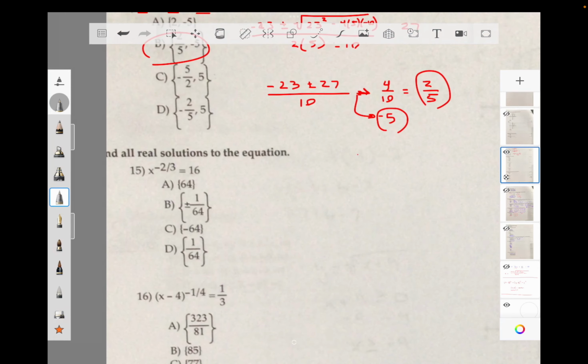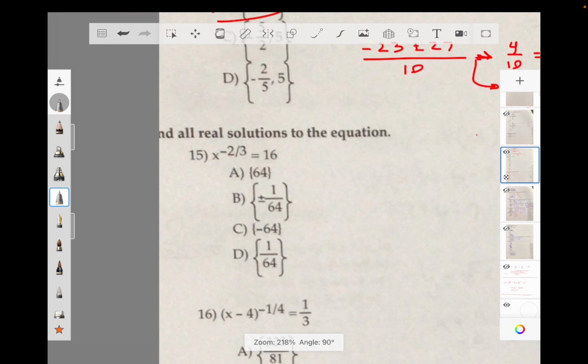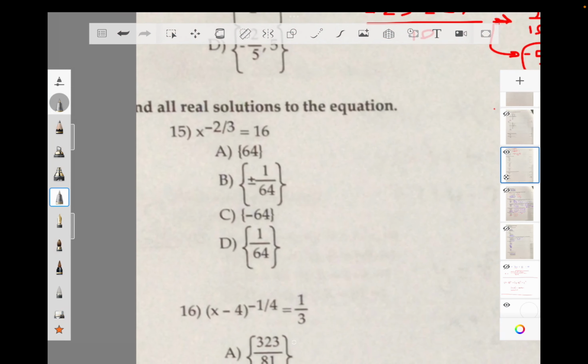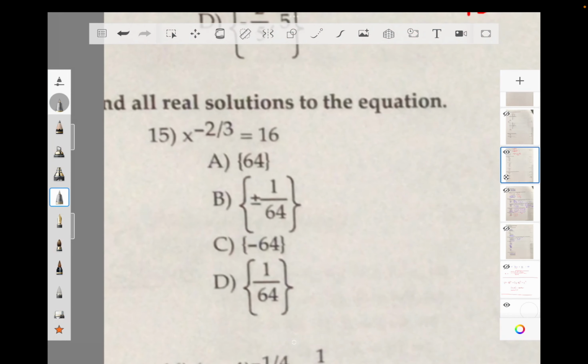Find all real solutions to the equation. Oh man, I barely made a dent. I'm not even a fourth through. Okay. X to the negative 2/3 equals 16.